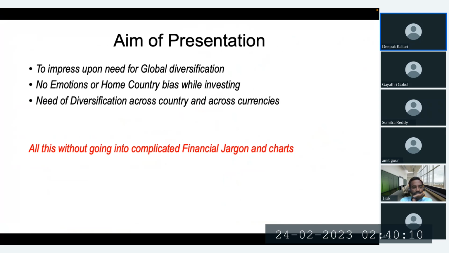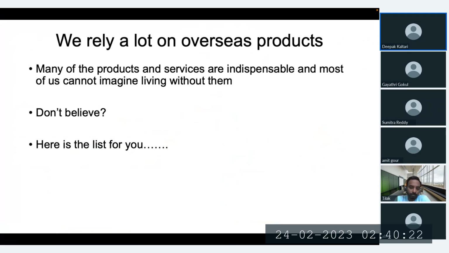All this is without going into complicated financial jargon and charts. There are many presentations which will show you a chart that if the international market is up, the Indian market is down, and vice versa. Nothing mathematical. It's a pure logical discussion and presentation over here.